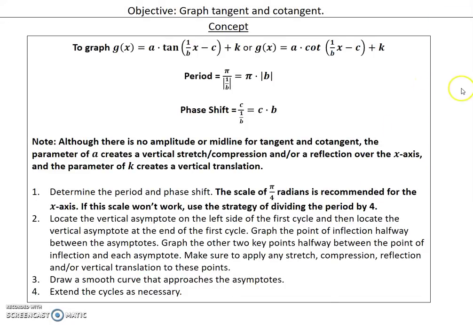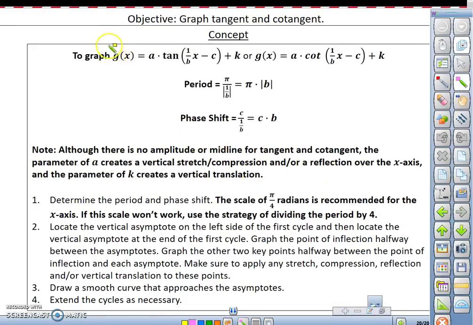All right, here we see the structure of our tangent and our cotangent functions with all of our parameters. One of the things to keep in mind is that to calculate the period, we have to take pi, which is the period of tangent, y equals tangent x and y equals cotangent x, the parent functions, and divide by our parameter of b, its positive value, and that calculates the period. Phase shift is calculated the same way for tangent and cotangent as it is for sine and cosine.